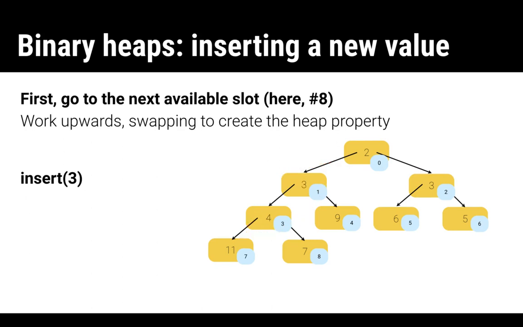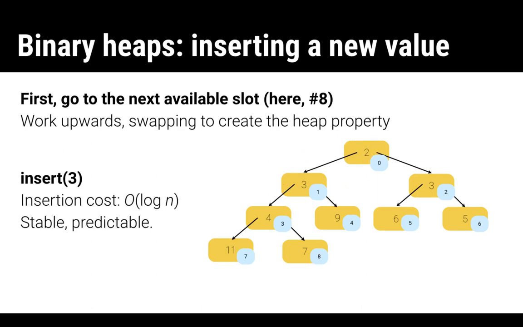At this point, we're satisfying the heap property from that 3 and everything on down. How about here? Well, 3 is not smaller than 2, so we don't need to do another swap. At this point, we're done, and we've satisfied the heap property for the entire heap. The cost? Log n. Because these trees never get unbalanced, it's always log n. It's always a logarithmic path from the bottom to the top. Stable, predictable, simple.